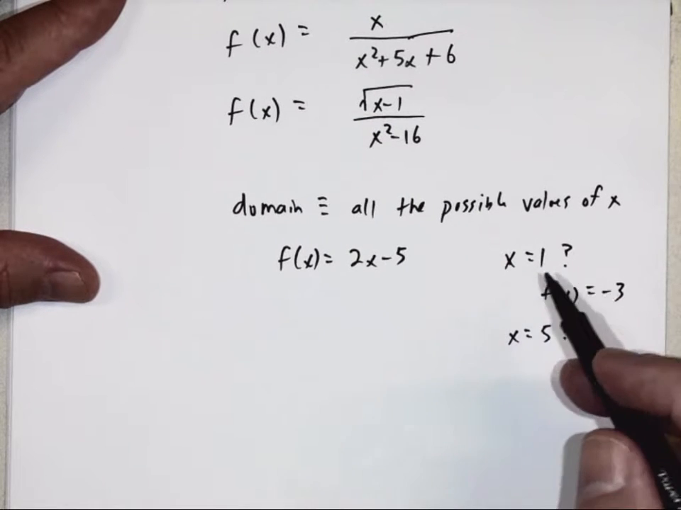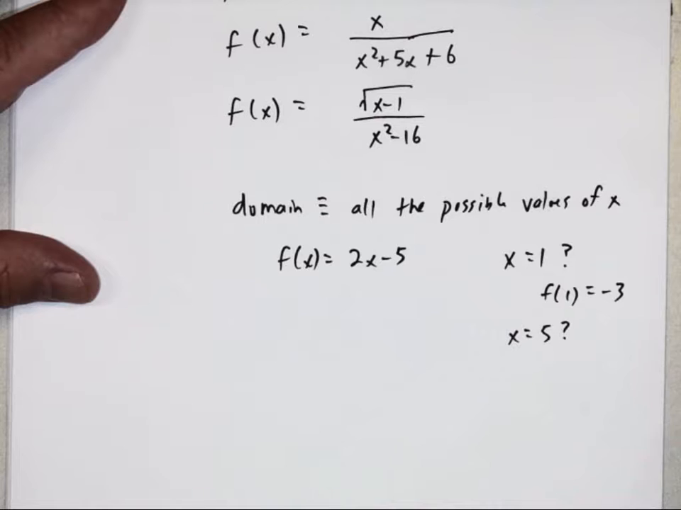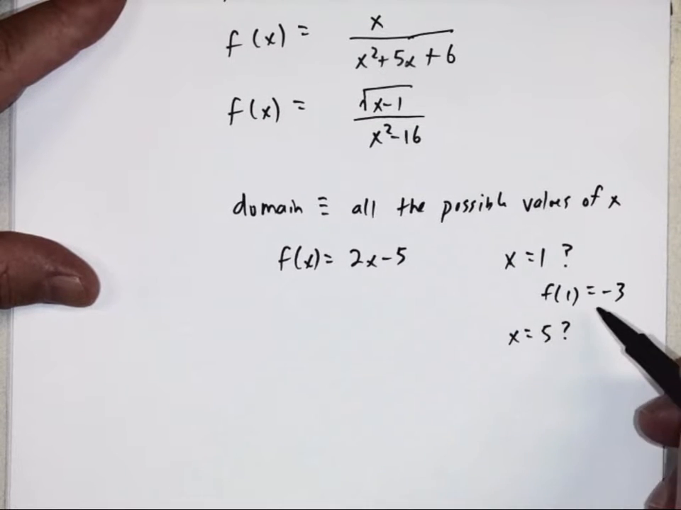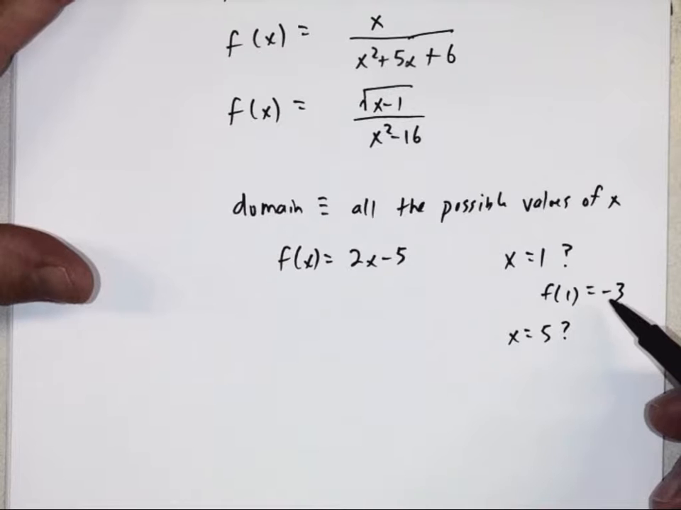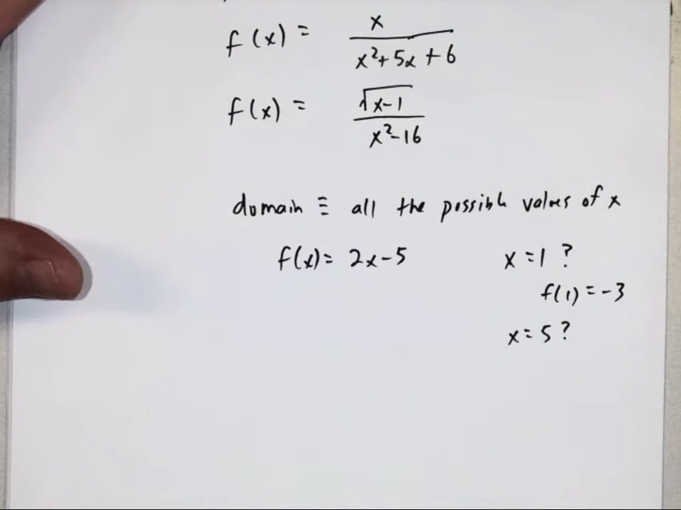Maybe a better question is to say, is there some number that x cannot be? Is there some number that if I put the number in for x, I somehow break some kind of math rule, or I do something that I shouldn't do? And in this case, there's actually not. In this case, x can be any number.